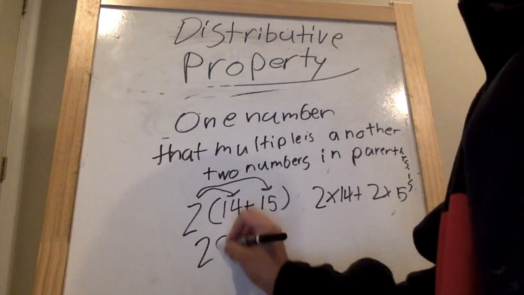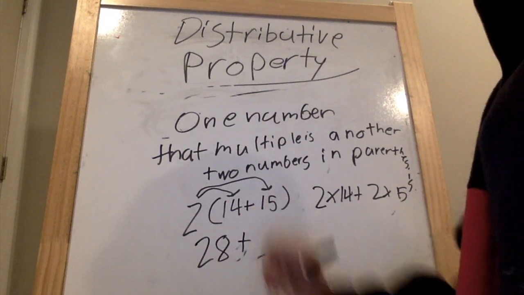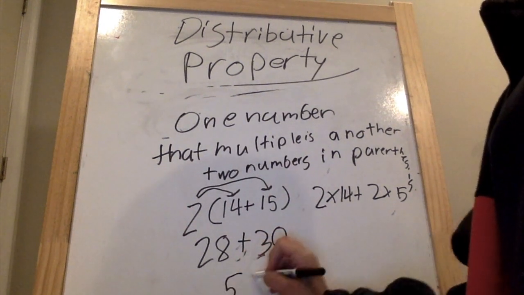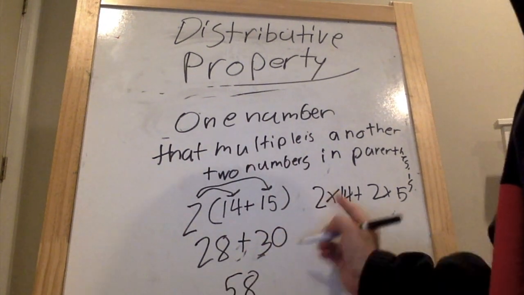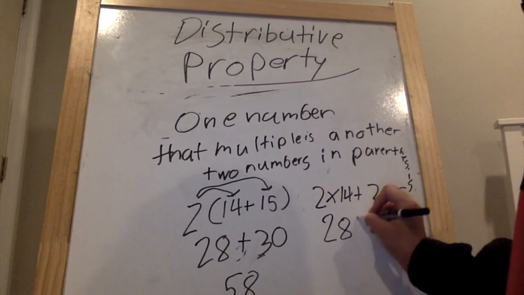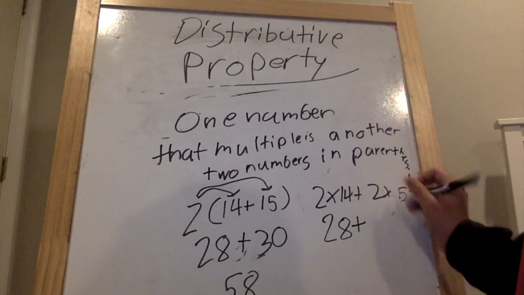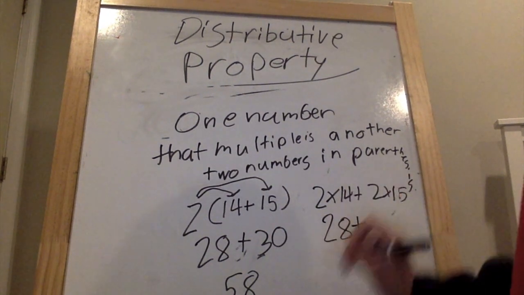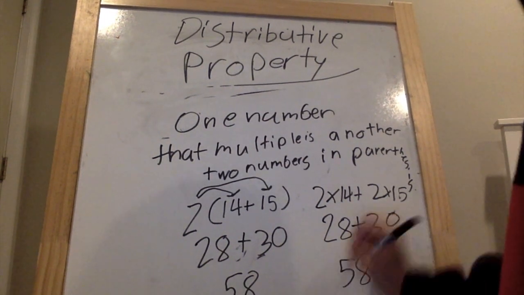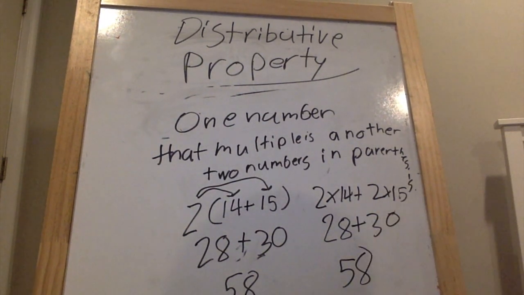This is 28 plus 30. What is that? 58. Does it still work in the other one? Let's see. 2 times 14 is 28, plus 2 times 15. I hope you can see the 15 properly. 15 is 30. It's 58. There you go, that's the distributive property. In the next example, I'll provide you with a word problem and how to tackle distributive property word problems.